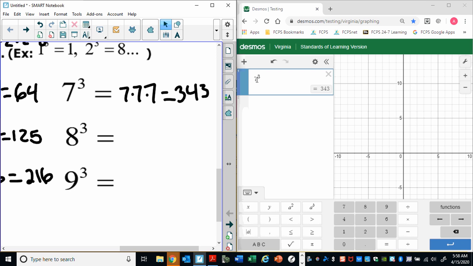8 to the third power will equal 512. Gotta get used to this pen. It switches on me. And then 9 to the third power will be 729. So that's still going to be over here. 9, come back. 9 times 9 times 9. And that will equal 729. Alright, we're done with the first part.